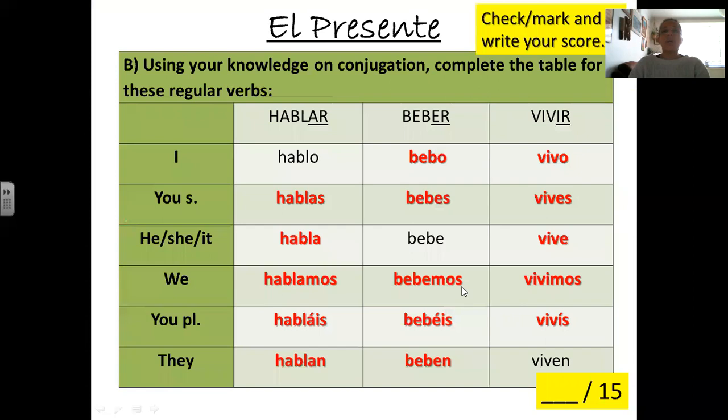Then for the second one, I asked you to conjugate each of these verbs: hablar, beber, vivir, okay? So there you go, all the answers. So hablo, hablas, habla, hablamos, habláis, hablan, and so on. As you can see, the stem of the verb stays the same, but what is changing is the ending, as soon as we take the AR away, okay? 15 verbs you needed to write. How many have you written correctly, okay? So write your scores, please.